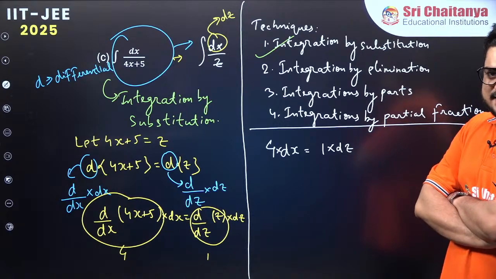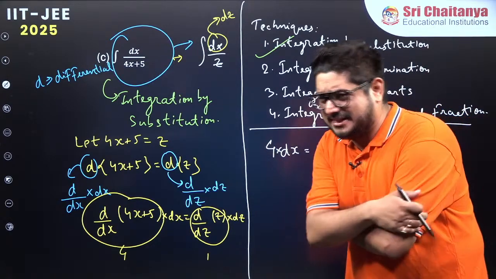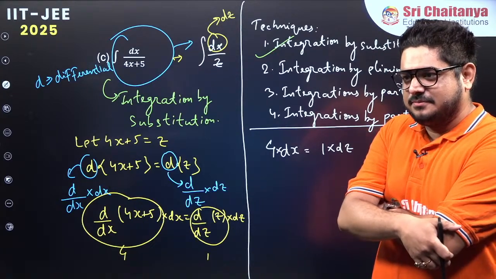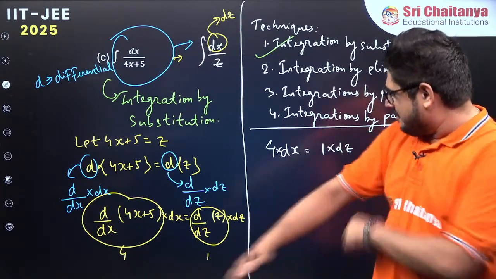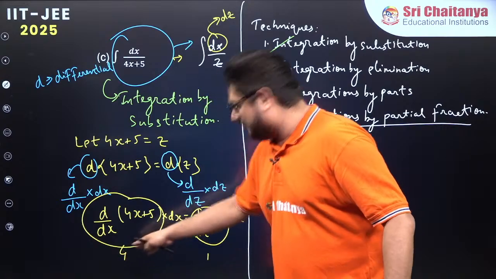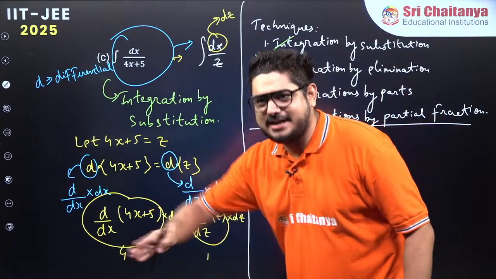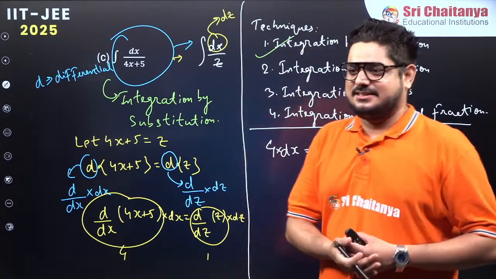If yes, give me a thumbs up. I can write it down like this, isn't it? Okay? After differentiating, this is 4. 4 into dx is equal to d by dz of z, which is 1. So 1 into dz, isn't it?